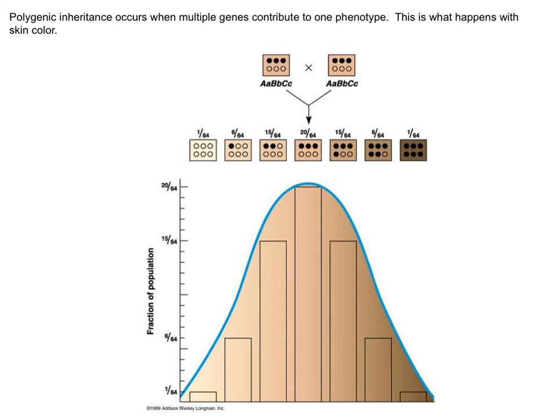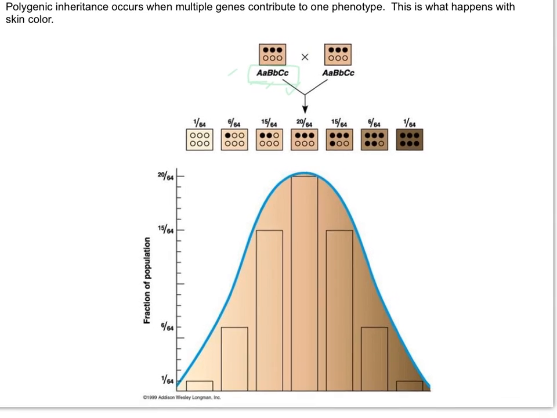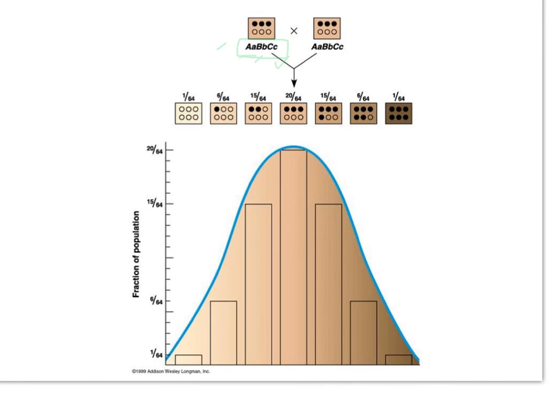And then the very last thing is that sometimes you have multiple genes that contribute to one phenotype. So in this case, A, B, and C are all contributing to skin color, right? So the likelihood that an individual is going to be homozygous recessive for all three of these traits is very low. Similarly, the likelihood that this person is going to be homozygous dominant for all three of these traits is very, very low, 1/64th in both cases.